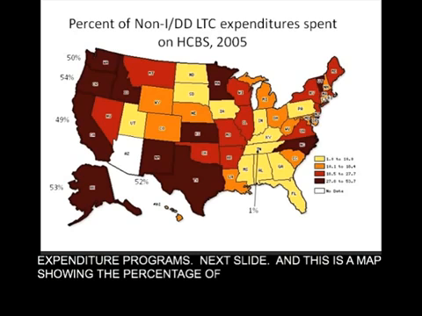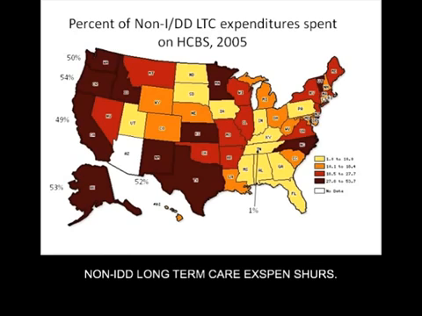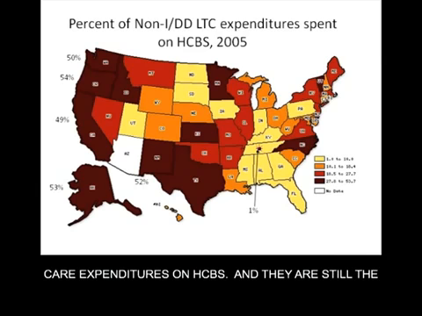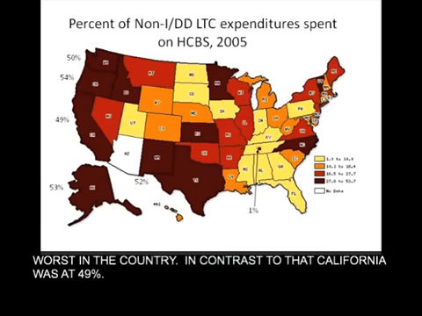This is a map showing the percent of non-IDD long-term care expenditures that were devoted to HCBS. And in 2005, Tennessee spent only 1% of all its long-term care expenditures on HCBS, which is pretty appalling. This is 2005. They're just a little bit better now. They're still the worst in the country, I think.